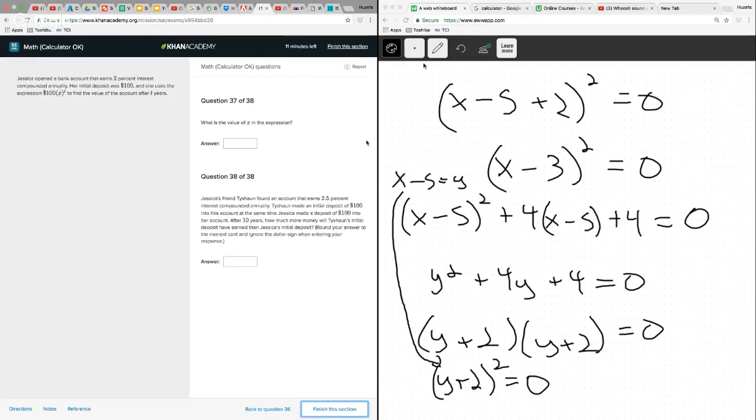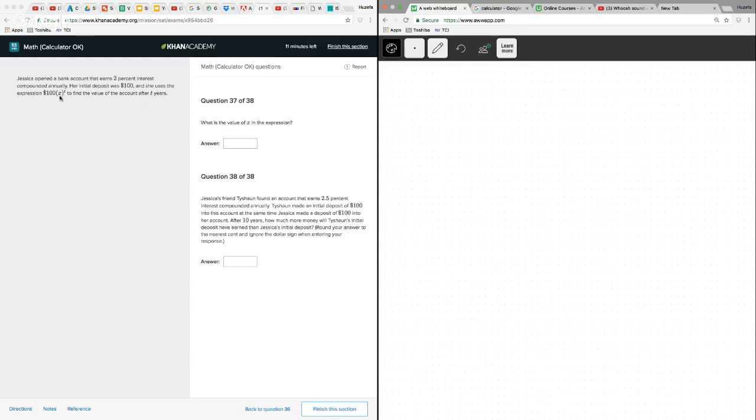2 questions remaining. Jessica opened a bank account that earns 2% interest compounded annually. Her initial deposit was $100. She uses this 100 times x to the t to find the value of the account after 2 years. What is the value of x in the expression?